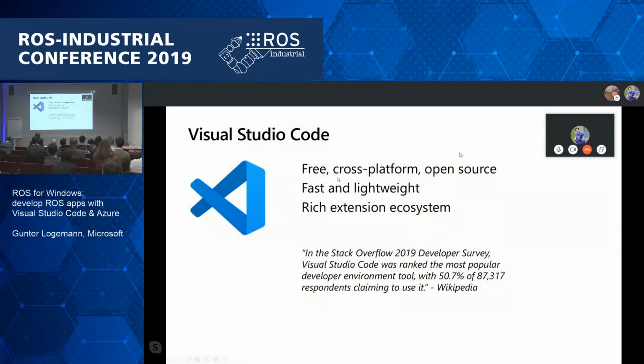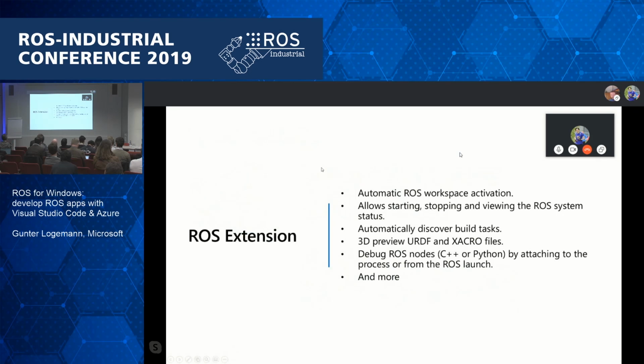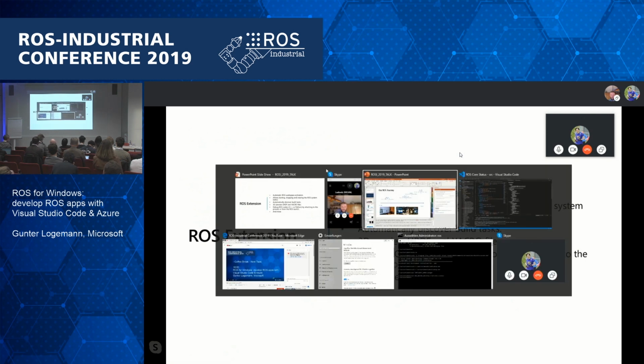Because this really enables you to have a very easy development environment for ROS on Windows, but of course it works on other operating systems as well. And even all the way down, you can run it on a Jetson Nano if you want. You can run it even on a Raspberry Pi if you want, and work directly with it. So I can actually switch over to a quick demo on this. So hold on. Hopefully it works through Skype.